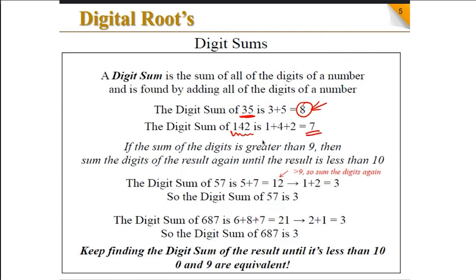Similarly, what is the digit sum of 687? 8 plus 7, 15. 15 plus 6, 21. Because this is a 2-digit number, now you have to add the digits again. 2 plus 1, that is 3. So the digit sum will always be a single digit. Whenever you get a 2-digit number, you will have to add it again. That is the only difference.